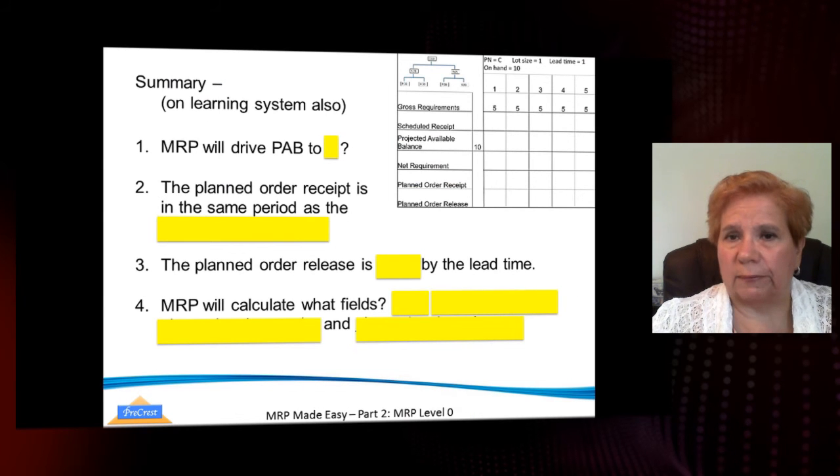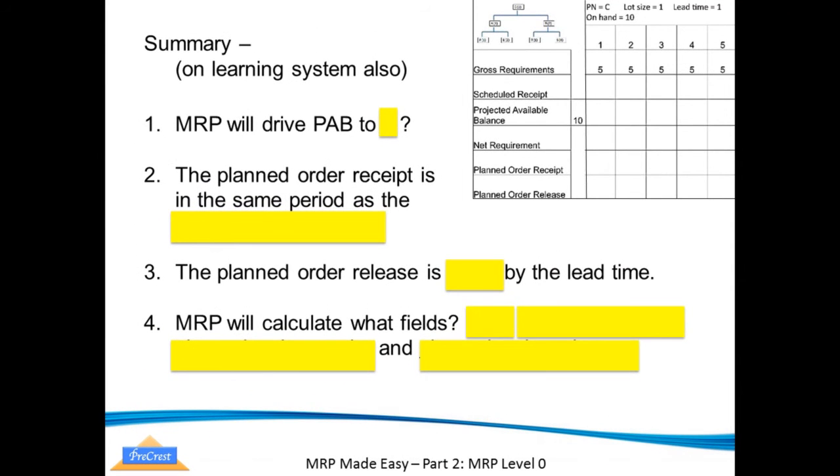As a recap, let's do this little quiz. These questions are on the learning system as well. Number 1, MRP will drive the PAB to what? Providing you don't have a safety stock. 0. Number 2, the planned order receipt is in the same period as the... and you might want to take a look at the MRP grid that we have. The planned order receipt is in the same period as the net requirement.